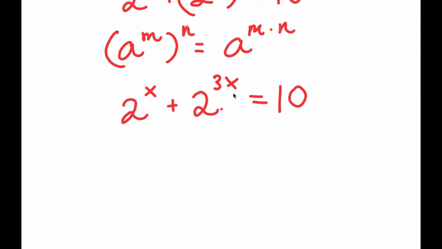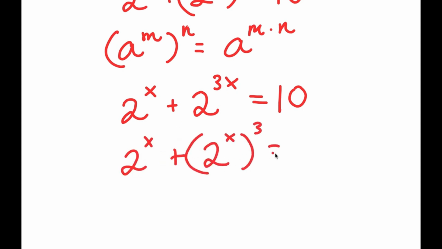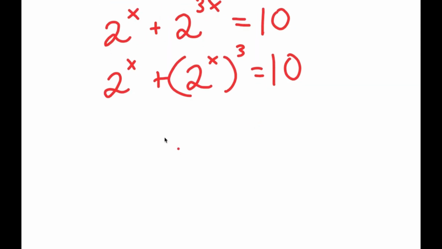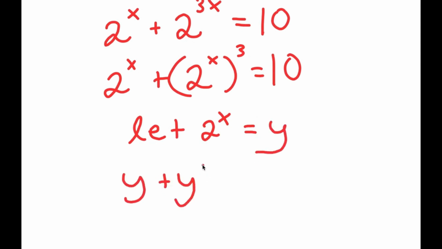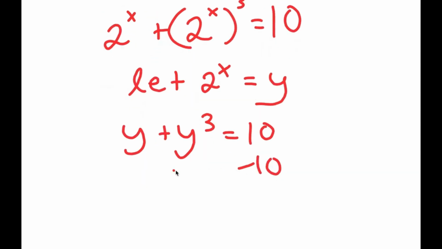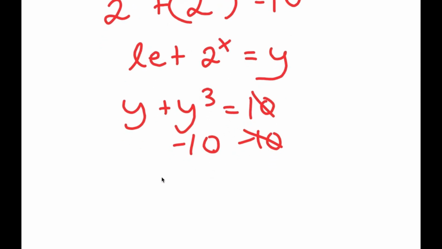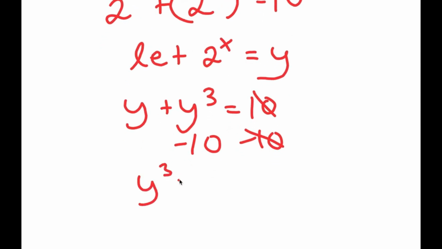Now, I can rewrite this as 2 to the power of x, plus sign, 2 to the power of x to the power of 3 is equal to 10. Now, I'm going to let 2 to the power of x equal the variable y. So I get y plus y to the power of 3 is equal to 10. Now, if I subtract 10 on both sides, these two cancel out, and I get y to the power of 3 plus y minus 10 is equal to 0.